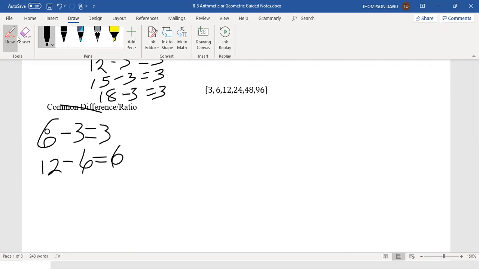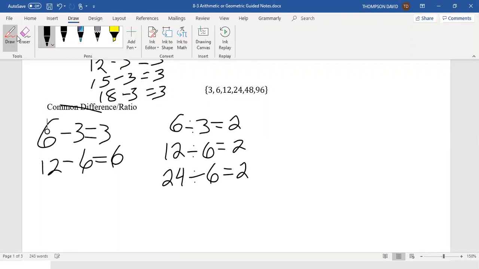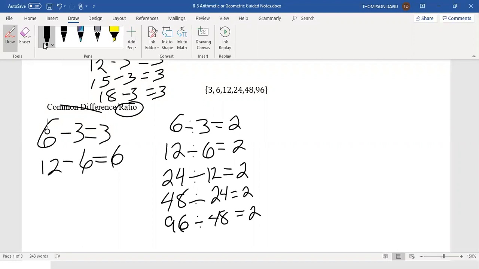So we want to check for a common ratio. So we're going to try 6 divided by 3, which we know is 2. 12 divided by 6, which we know is also 2. 24 divided by 12 is 2. 48 divided by 24 we know is 2. And 96 divided by 48 is 2. So we have a common ratio of 2. So it's a geometric sequence. Common ratio 2.